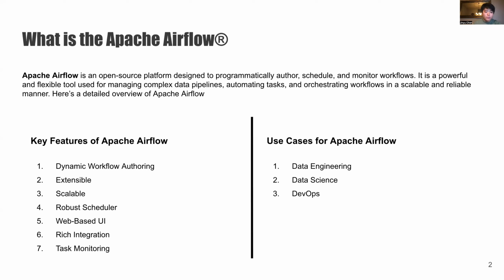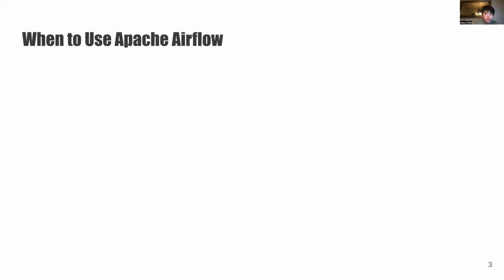This one is DevOps. DevOps automates infrastructure provisioning and deployment processes, and coordinates complex system updates and maintenance tasks. Next one is business intelligence. Business intelligence is able to schedule regular data extraction and reporting tasks, automating data aggregation and transformation for analysis. All right. So when should we use Airflow? I have talked about the benefits, key features, and also the use cases, right?